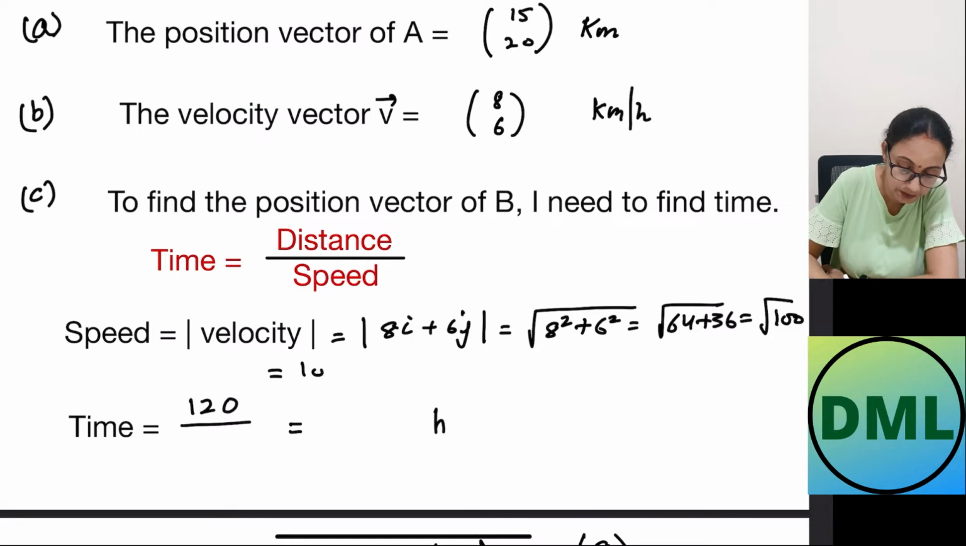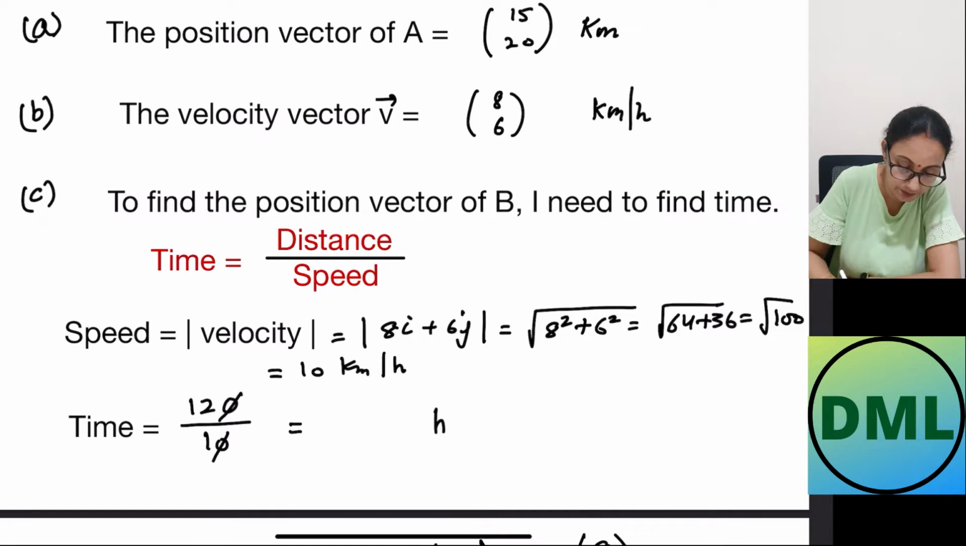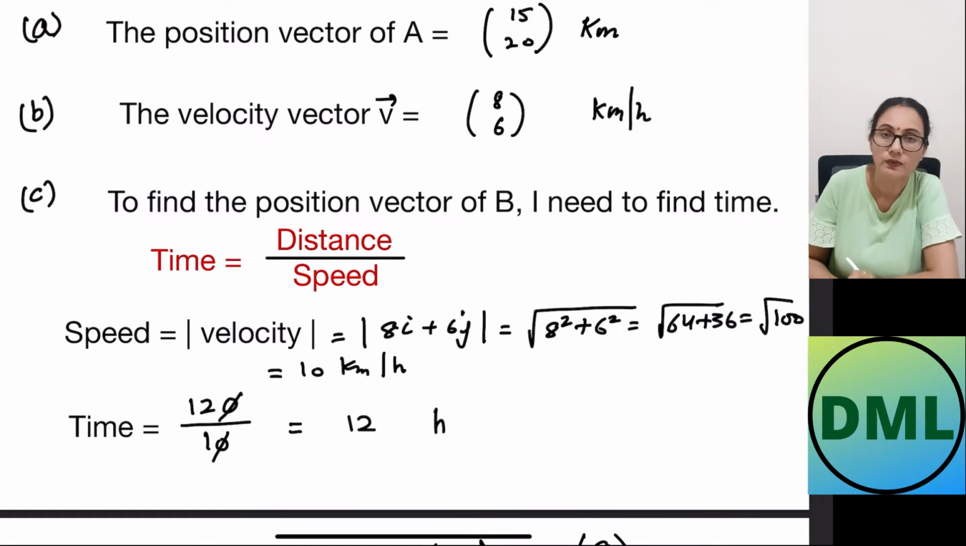That will be equal to 10 kilometer per hour. So our time is given by distance, 120, over speed. Speed is 10 kilometer per hour. Let's put it here. Now 0 will get cancelled from here and your answer will be 12 hours.